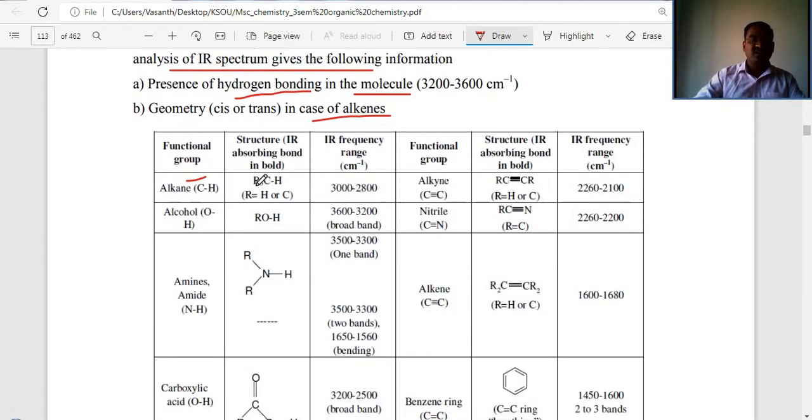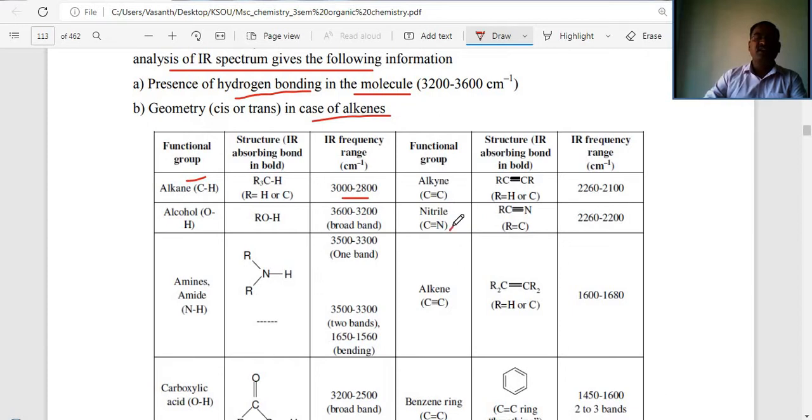Alkane, with structure CH3R, has an IR frequency of 3000 to 2800. For alkynes, the structure is RC triple bond CR, with a spectral range of 2100 to 2260. For alcohol, OH is the functional group, ROH, at 3600 to 3200, a broad band.